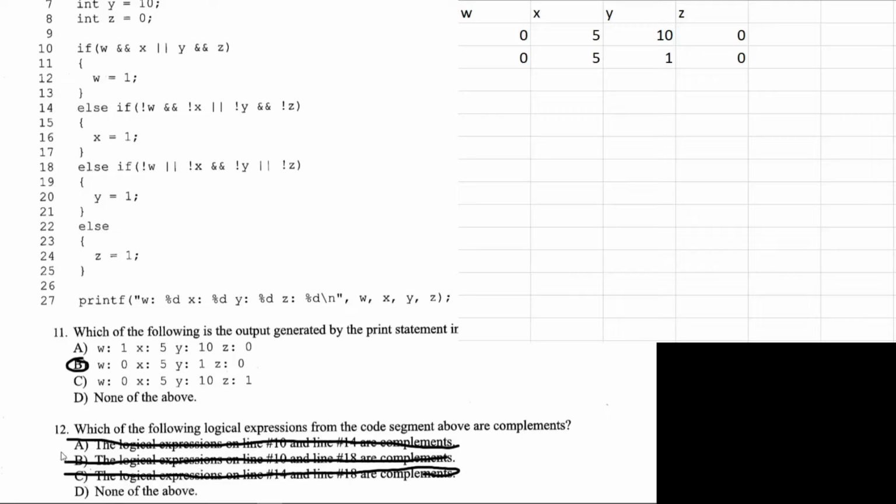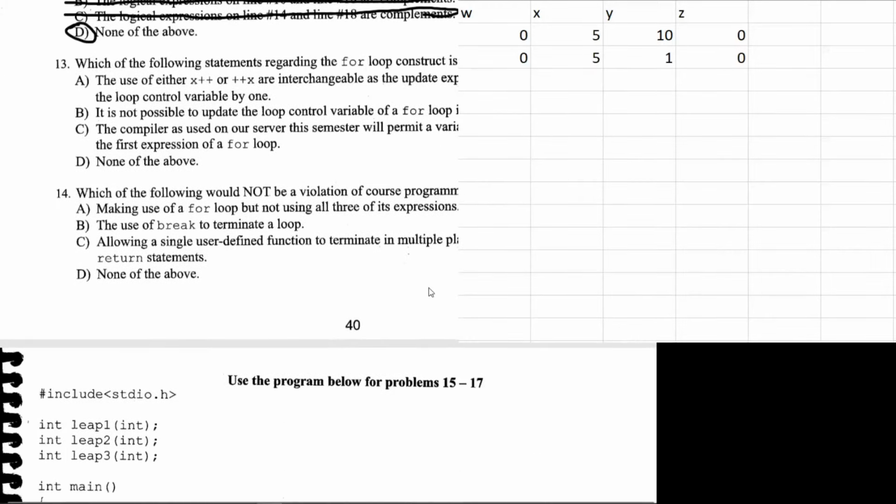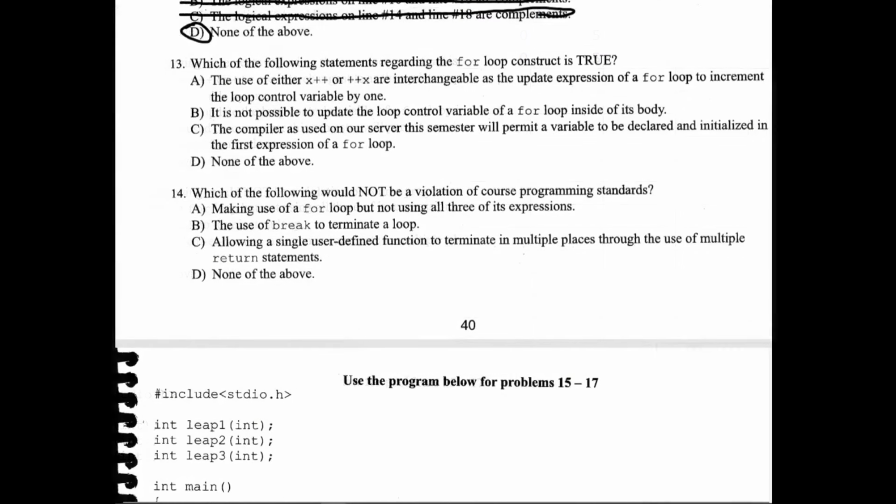And none of them are complements, so the answer is going to be D, none of the above. All right, moving on, we have a few questions about for loops and constructs.